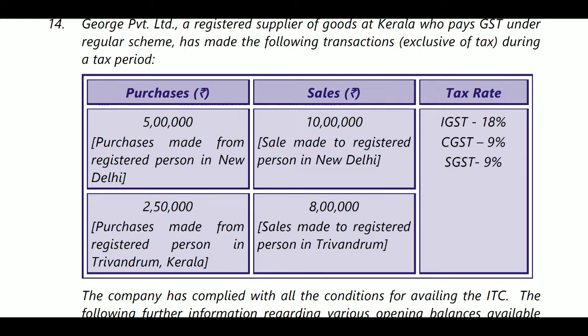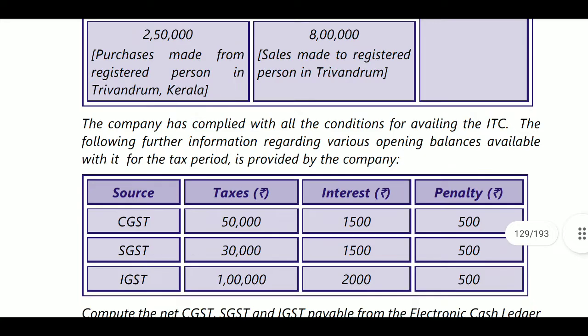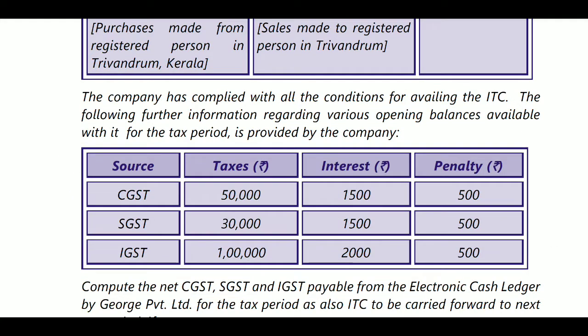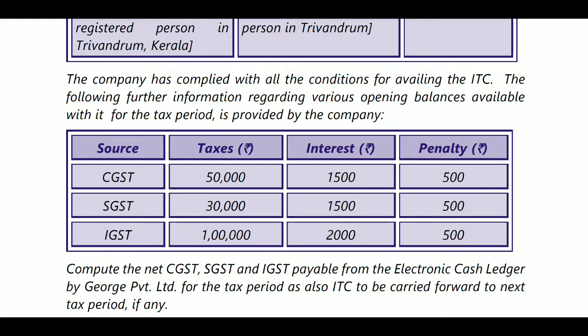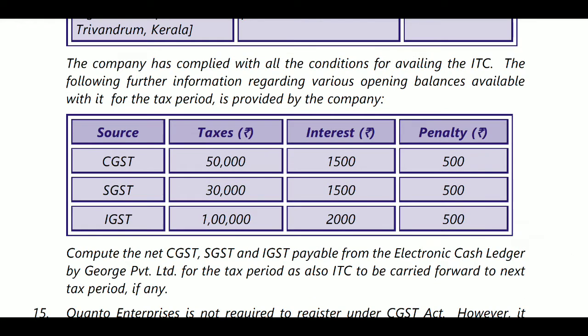Next, purchase made from unregistered person in Trivandrum, Kerala. So Kerala person 2 lakh 50 and 8 lakhs turnover, sales made to registered person in Trivandrum. So no issue. The company has completed all the conditions for availing the ITC. The further information regarding the various opening balances was provided. What are they? CGST 50,000, interest 1500, penalty 500. SGST 30,000, interest 1500, penalty 500, and IGST 1 lakh, interest 2,000, penalty 500.